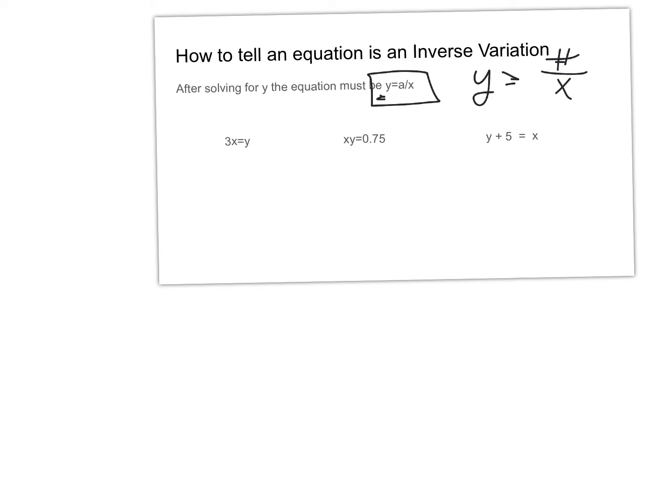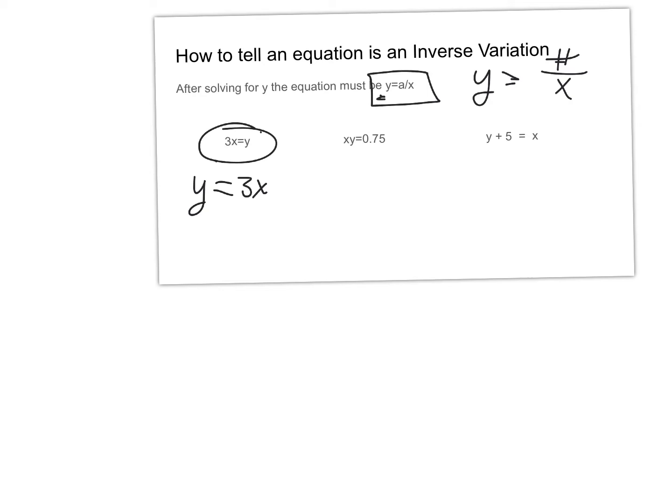Okay, so let's take a look at the first one. So I'm going to solve for y, but if I look at this really closely, and I'm just going to switch this thing around, y is equal to 3x. It's already solved for me, so I'm already done solving wise.